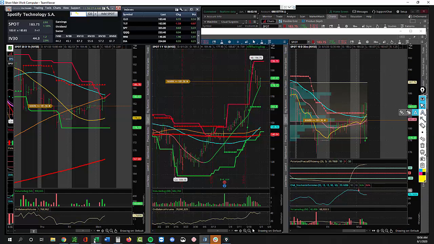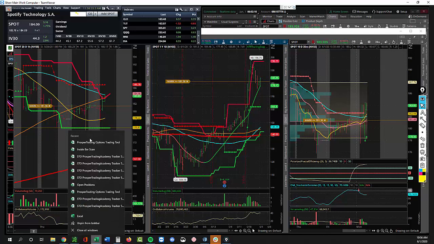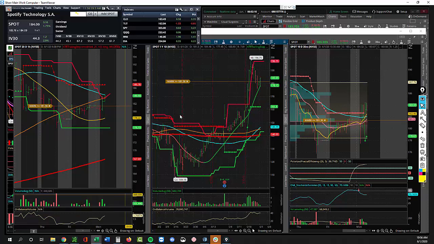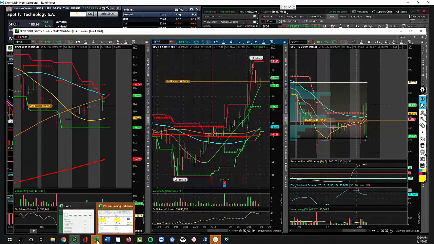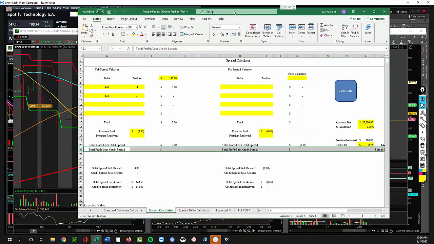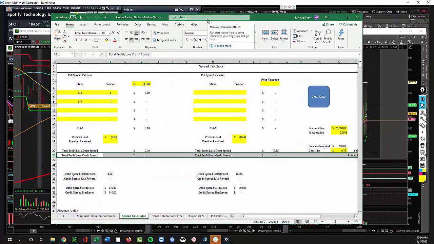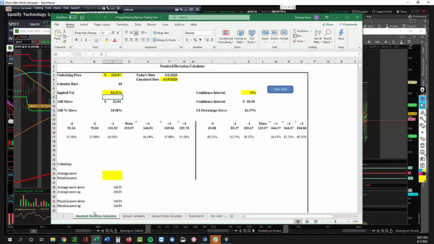Let's pull in our trading tool. All right. So here's the trading tool. What do we need to do? We need to figure out, okay, we've already decided from a technical standpoint that we want to get long. Or at the very least, entertain the idea of getting long.